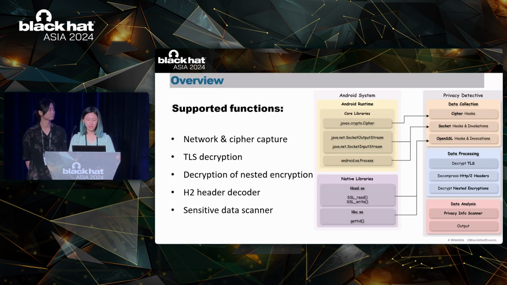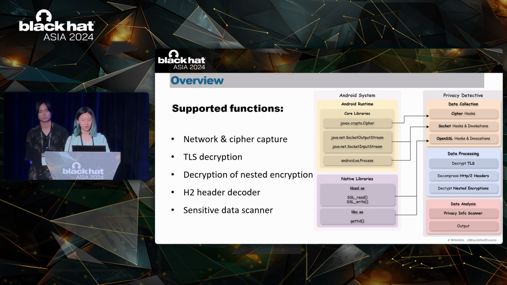Here are the functions that privacy detective supports. The simple architecture diagram is on the right. You can see in the diagram data flows from the Android system to our tool. And we divided our tool into 3 parts, in orange, blue, and pink blocks respectively. It follows the order of our explanation that I just mentioned: the collection, processing, and analysis. The main point lies in data processing.